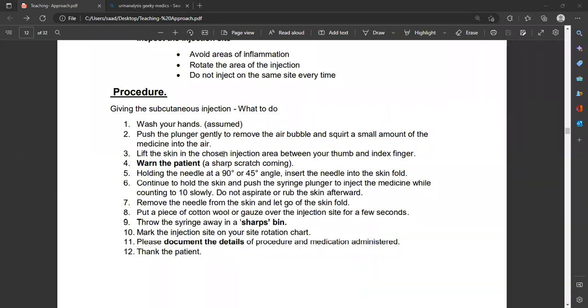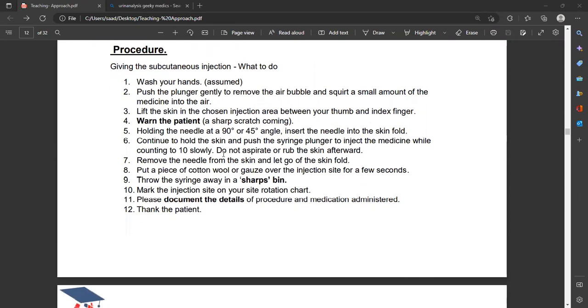So now you're going to inject. You're going to teach. Just remember one thing: make eye contact as well. Eye contact is important. You can make two to three eye contacts during your procedure. Not too much, but not none either. And lift the skin with your thumb and index finger. And there comes the important thing. That is also included in safety.